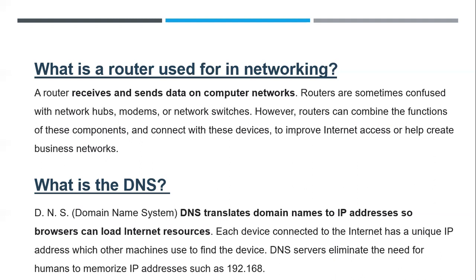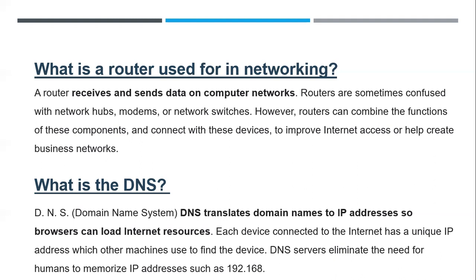Each device connected to the internet has a unique IP address, which other machines use to find the device. DNS servers eliminate the need for humans to memorize IP addresses such as 192.168. Instead of us memorizing, it's the work of the DNS servers to know the IP address. For example, if you want to search for a specific website, you have the URL to that website. Already we have an IP address attached to that. So it's the work of the DNS servers to take note of all their IP addresses.